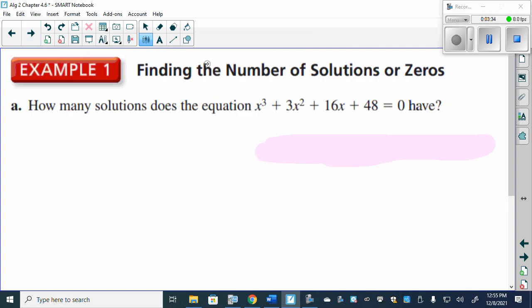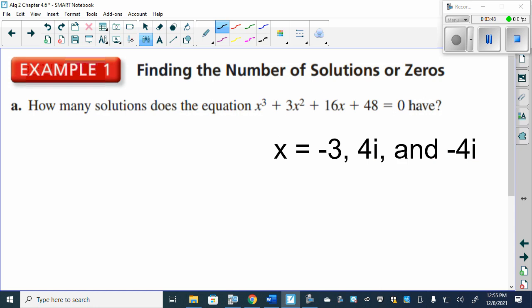So if we look at this first example, how many solutions does the equation x cubed plus 3x squared plus 16x plus 48 equals 0 have? 3. And it actually works out that the solutions are going to be negative 3, 4i, and negative 4i. So the total solutions would be 3.